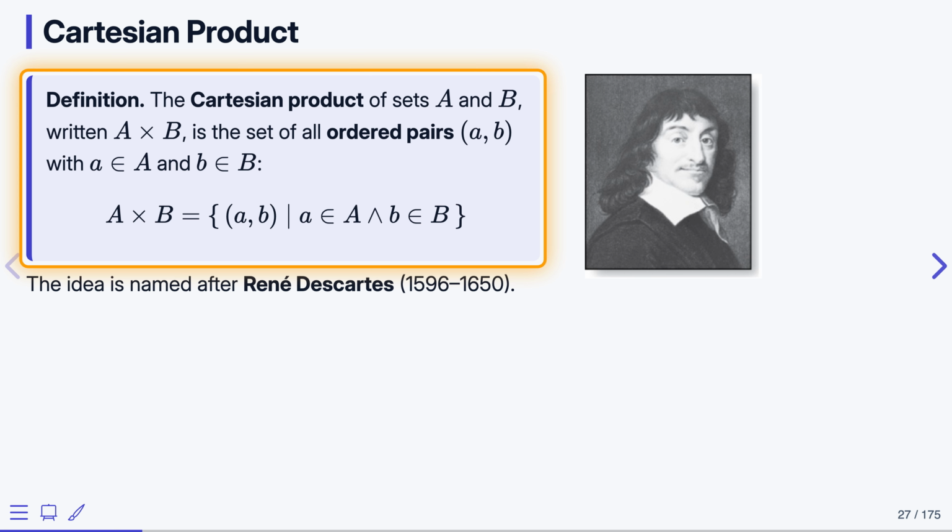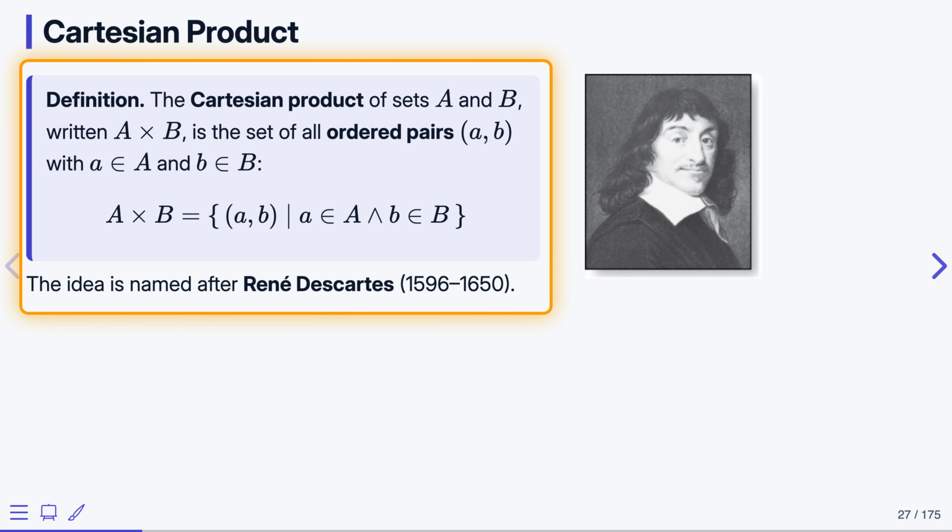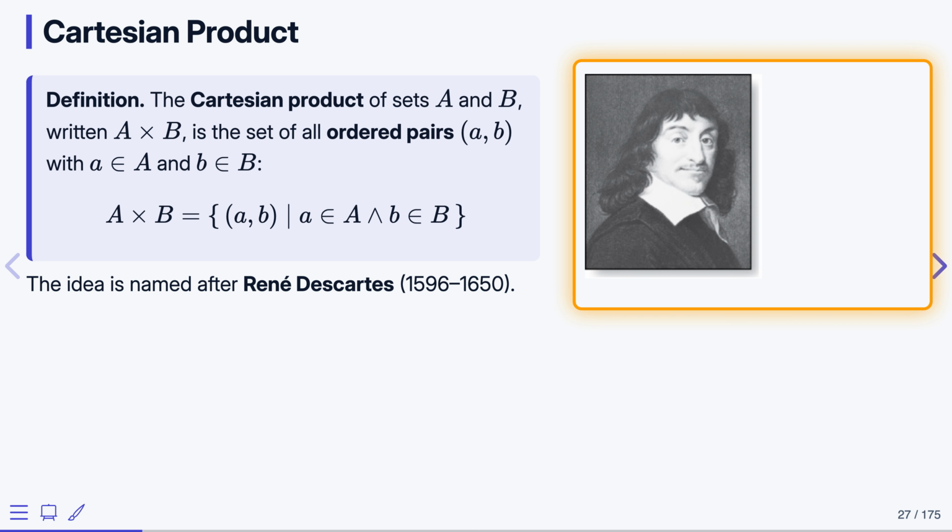The Cartesian product builds ordered pairs out of 2 sets. The Cartesian product of A and B, written A cross B with a multiplication cross, is the set of all ordered pairs a comma b, where a comes from A and b comes from B. The order matters inside each pair. The first slot always comes from A, and the second slot always comes from B. The idea is named after René Descartes in the picture. On the next slide, we build one Cartesian product in full.